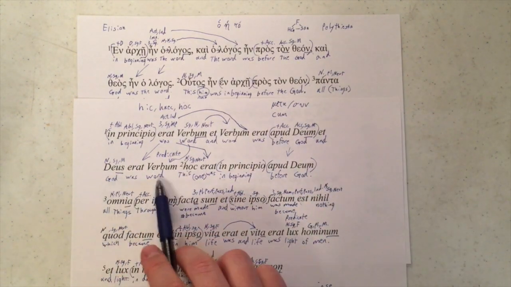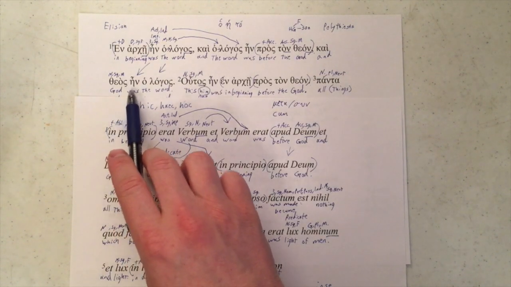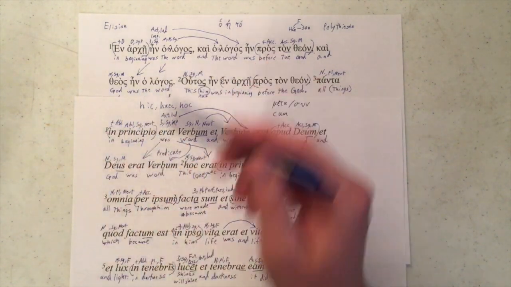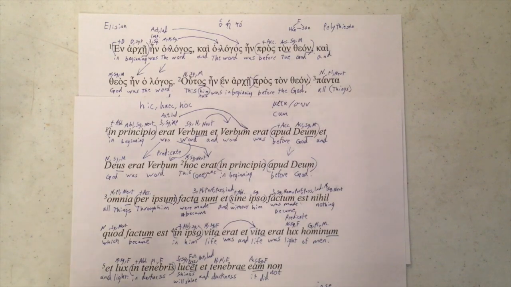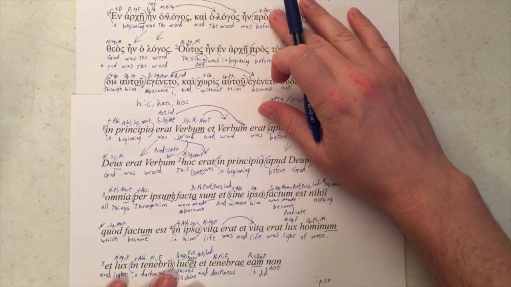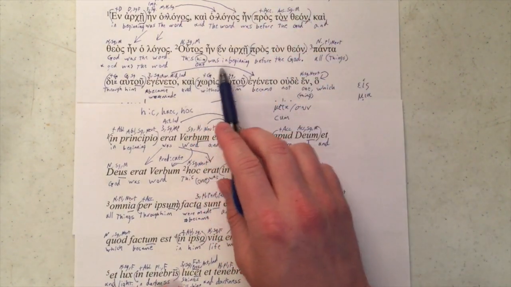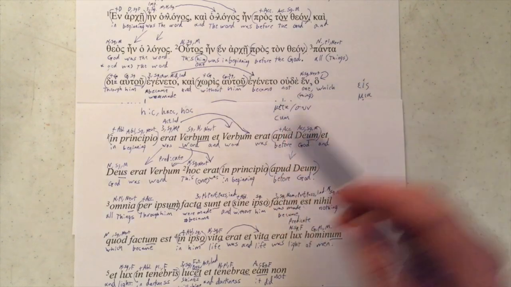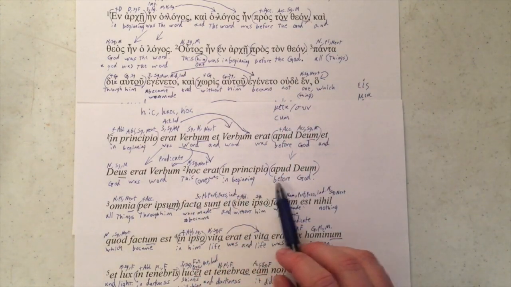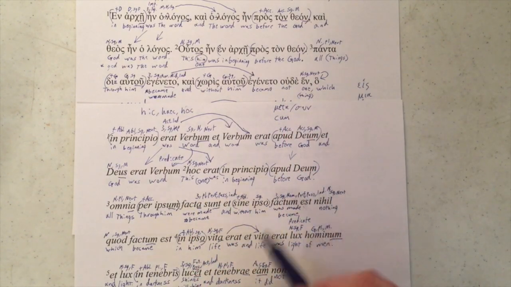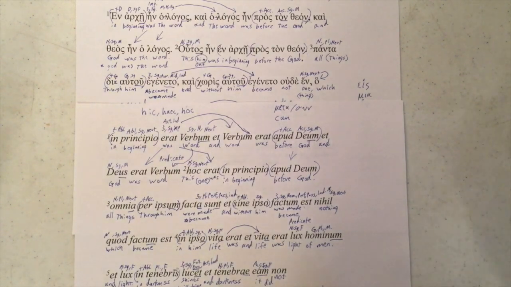So we look ahead. Deus erat verbum, theos ein ho logos. It's the same thing. Greek has the article, Latin does not. Verse 1, wonderful match. No real split between them, period. Okay, verse number 2. This one was in beginning before the God. Okay, this one was in beginning before God. Our translations again match perfectly.